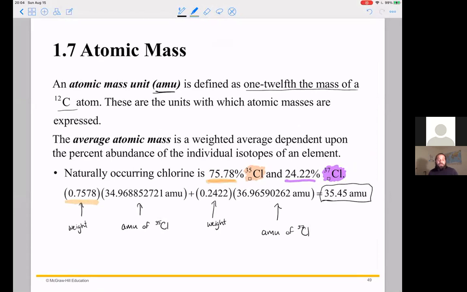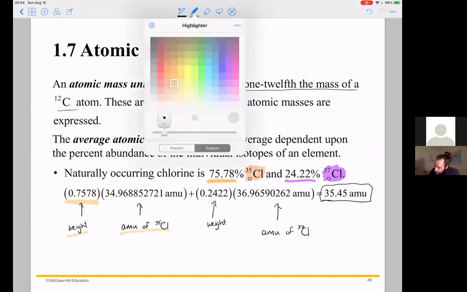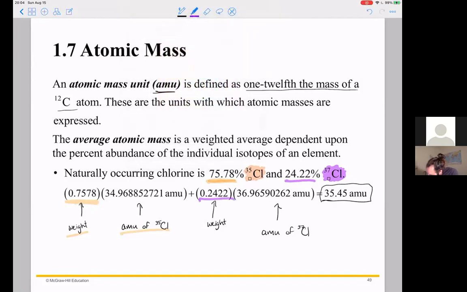So you take that 75.78% and divide it by 100, and that gives you the weight that you use. Okay, so the weight times the mass, plus the weight times the mass of the other isotope, is what gives you your average atomic mass.